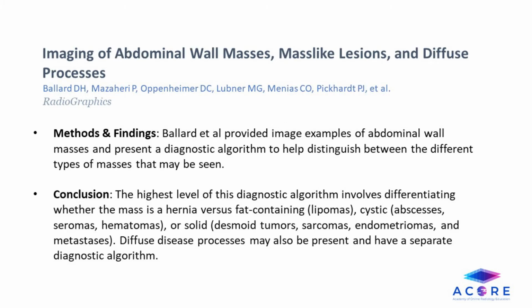This Radiographics paper features imaging examples of abdominal wall masses, as well as a diagnostic algorithm to differentiate between these different types of masses that can be seen along the abdominal wall. The author suggests to begin with determining whether the mass is a hernia versus a fatty, cystic, or solid mass, and then also considering whether there is an underlying diffuse disease process or not, and provide diagnostic algorithms accordingly.